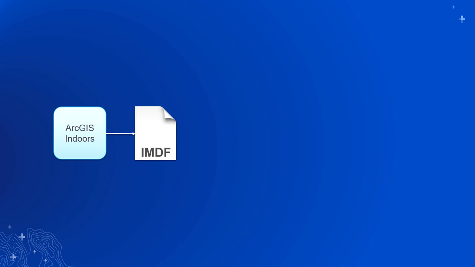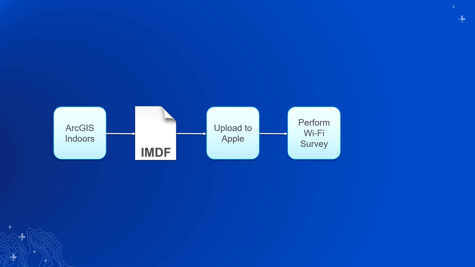So IMDF, what does that mean? It means Indoor Mapping Data Format, right? It's a GeoJSON file. So it's like GIS, and that's the format that they want. So we can upload that directly to Apple's site. And once that's done, they have an application called Indoor Survey. And then if you open that up, Apple publishes the IMDF file as a floor plan that you can use to do a survey. And hey, Pat, what is a survey?